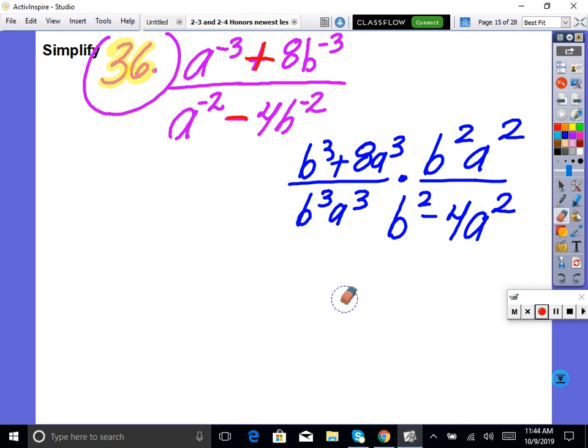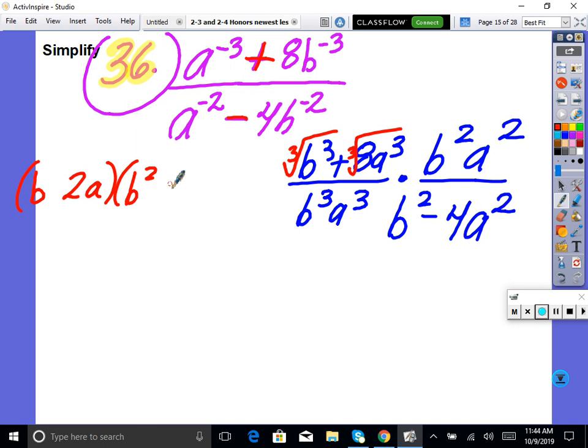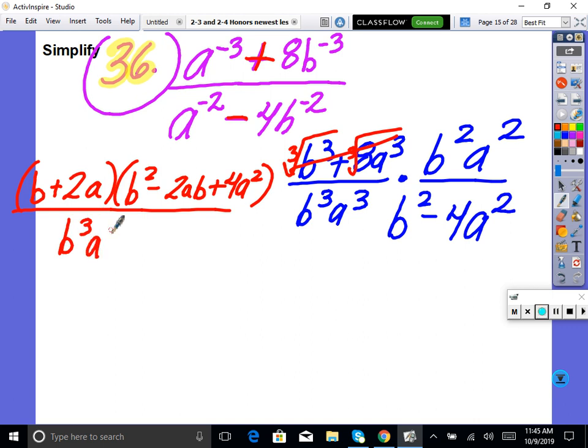Okay, so let's keep going. Cube root, cube root. Do you agree? So we have a b and a 2a. Front times the front, front times the back, back times the back. The original sign drops down, opposite plus. That was just for that, right? Then we still have b cubed, a cubed. Now this is still b squared, a squared, right?